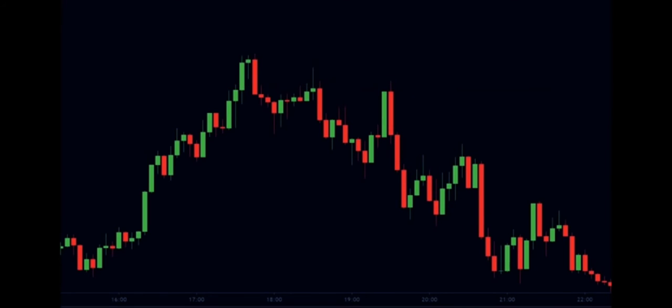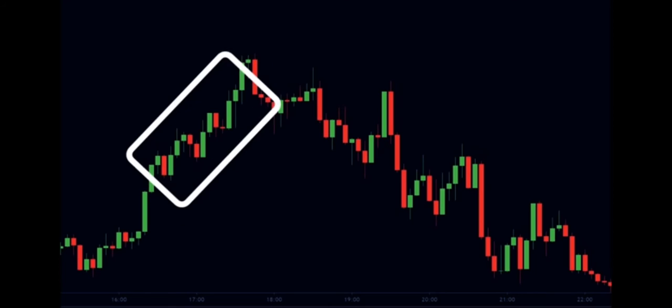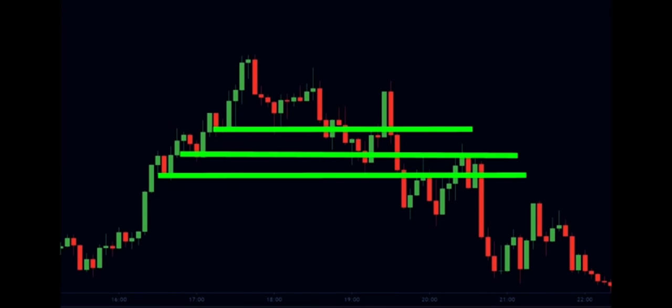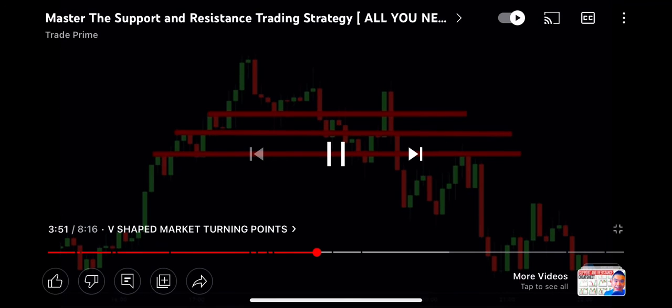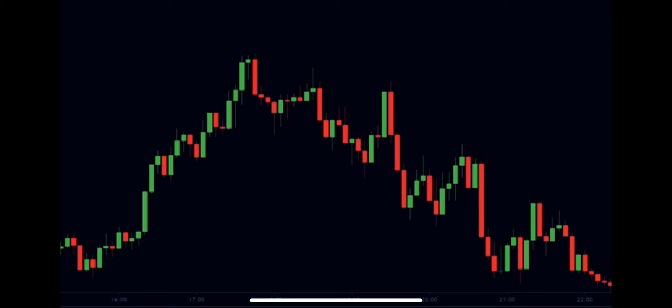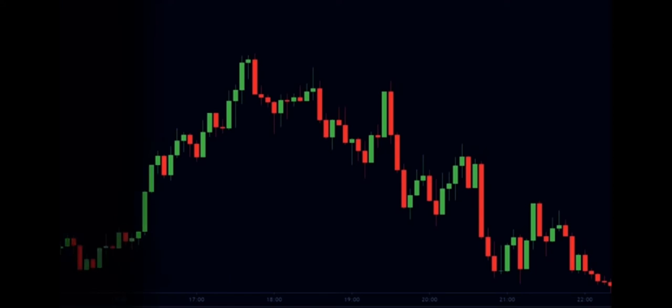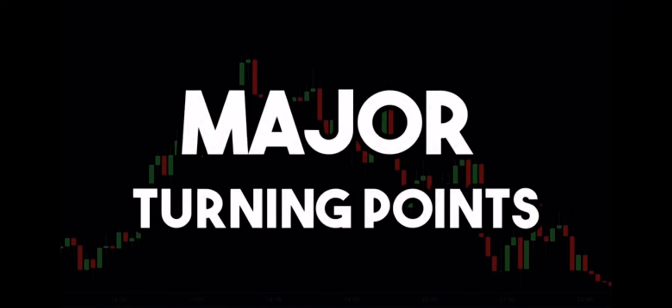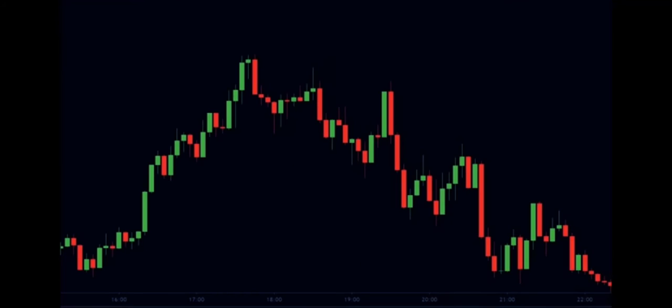The mistake that most traders make is that they see these small pullbacks and plot support levels here, and plot resistance levels here. These small 2 to 3 candle moves cannot lead to strong levels. These are weak levels and will not act as barriers to the price. So, we want to look for major turning points to plot the support and resistance levels.